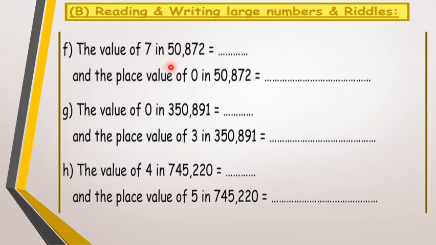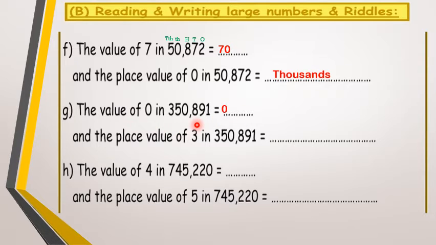Here I have 7 and I want to find the value of 7 in this number. So I put every digit in its place value: ones, tens, hundreds, thousands, and 10,000s. As I can see here, 7 is in tens, so the value of 7 is 70. I want to find the place value of 0. The place value, not the value. The place value of 0 here is, let's see, ones, tens, hundreds, and it's in thousands. The value of 0 in this number is 0 always, it doesn't change.